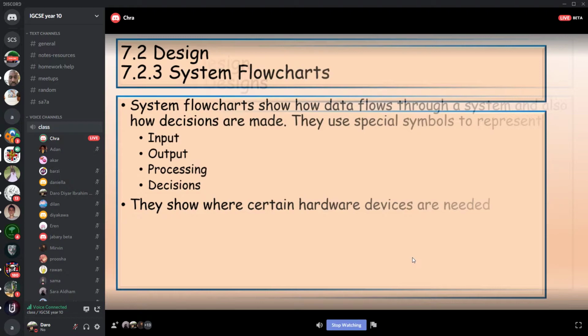Length check. What do you think a length check is? How many characters? Exactly, the number of characters. This happens most of the time in IDs.